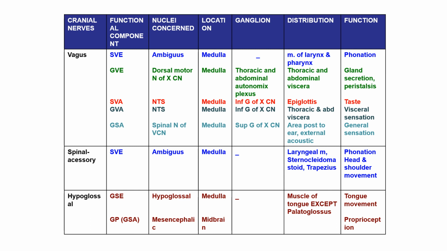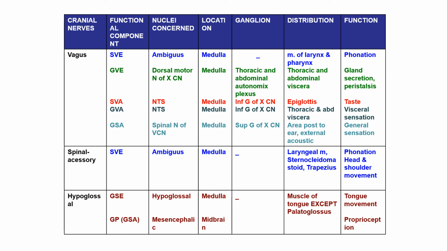Then last is the spinal accessory nerve. The spinal accessory nerve has the functional component as the special visceral efferent component. The nucleus concerned with this is the nucleus ambiguus, which is located in the medulla. The fibers are distributed to the laryngeal muscle, the sternocleidomastoid, and the trapezius muscle. The laryngeal muscles help in phonation, whereas the sternocleidomastoid and the trapezius muscle help in head and shoulder movements.